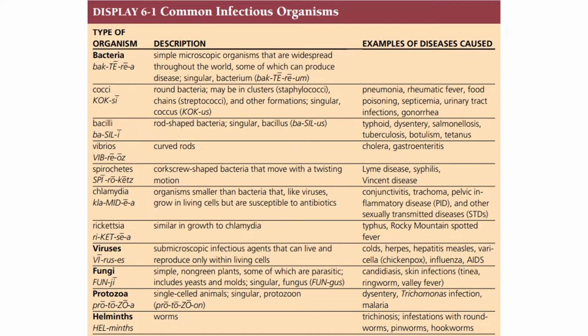Then we have the spirochetes. These spirochetes are likened to the shape of a corkscrew bacteria that moves in a spiral or twisting motion. The spirochetes cause Lyme disease, syphilis, and Vincent disease.